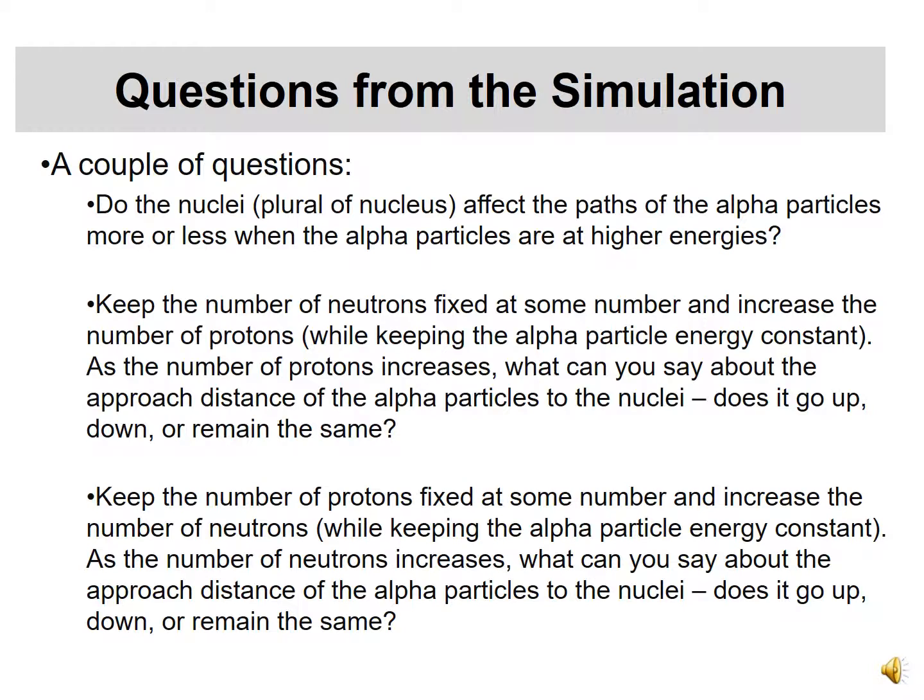So the question is, as the number of protons increases, what can you say about the approach distance of the alpha particles to the nuclei? Do they get closer? Do they go further away? Do they remain the same?